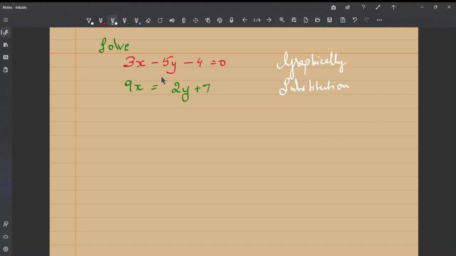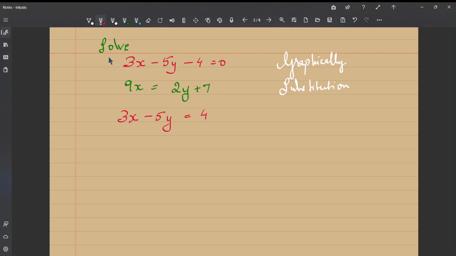In order to do the same, first let us arrange it properly. In the red equation, everything is on one side, the left hand side. All your x term, y term and the constant term are on the left hand side. So let us rewrite the red equation as 3x minus 5y is equal to 4. Now the constant is on the right hand side and the variable part is on the left hand side.